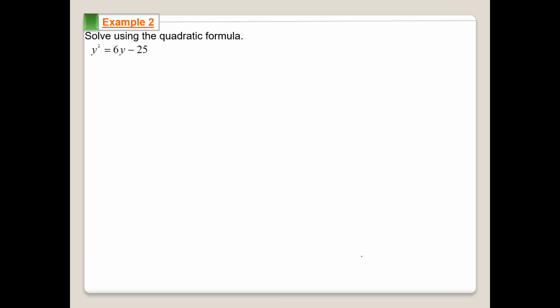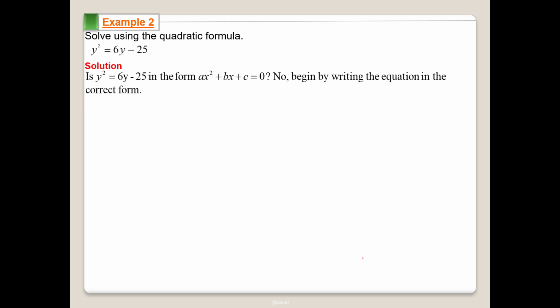All right, so let's solve this one using the quadratic formula. y squared equals 6y minus 25. So is it in the form? No, so let's get that equation in that form. To do this, let's subtract 6y and add 25 to both sides. So y squared minus 6y plus 25 equals 0.